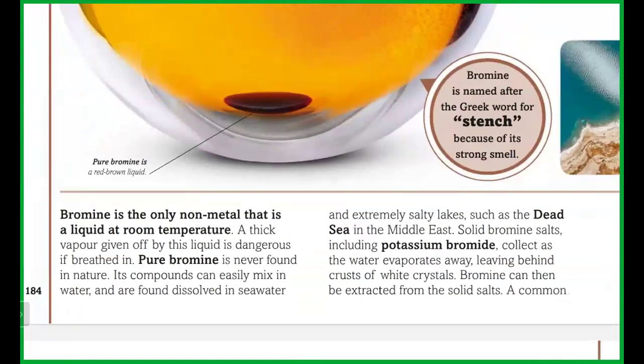So bromine is the only non-metal that is a liquid at room temperature. Pure bromine is never found in nature. Its compounds can easily mix in water and are found dissolved in seawater and in extremely salty lakes such as the Dead Sea.